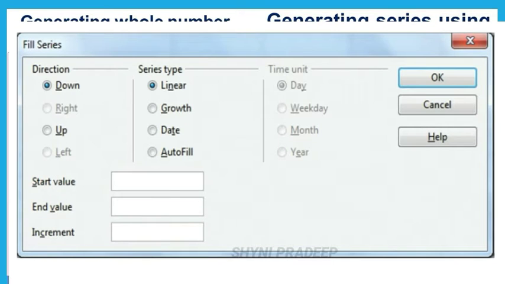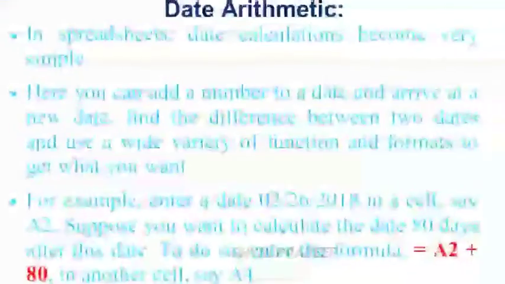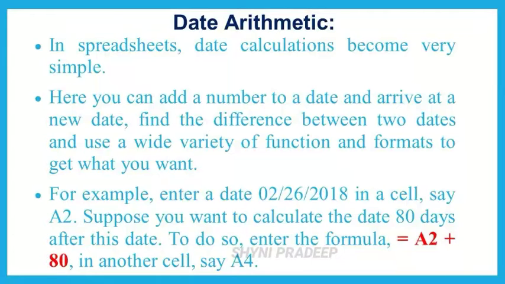So the next value, which means the third value of the series, will be generated based on this value. Which means if you are giving start value as 2, end value as 10, and increment value as 2, then you will get the series 2, 4, 6, 8, 10. Each value increases by 2, because the increment value is 2.